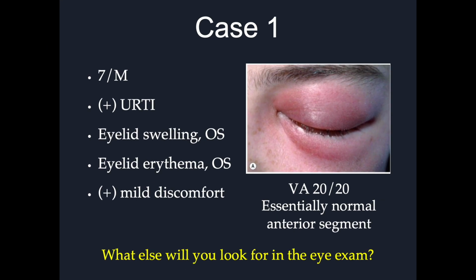Case 1. We have a 7-year-old male who's complaining of an upper respiratory tract infection and is complaining of eyelid swelling as well as some redness at the left eye. The visual acuity is 20/20. What else would you look for in this eye exam?